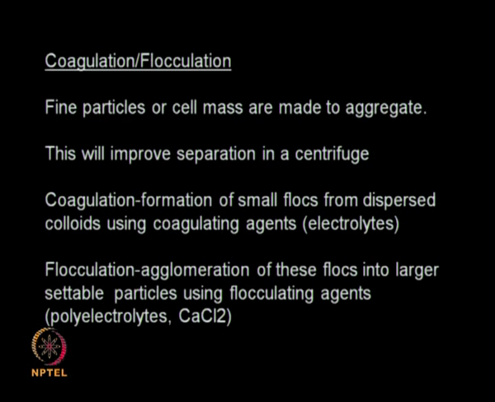Another approach by which you could improve the filterability is coagulation or flocculation. We talked about this a couple of classes back, techniques called coagulation, flotation or flocculation. So you can aggregate fine particles or cell mass. When you aggregate these fine particles, it becomes easier for you to separate them in a centrifuge. Otherwise, if they are in a non-aggregated state, the particle size is small, plus they have an electrostatic repulsion. So when you centrifuge, they do not get separated so efficiently.